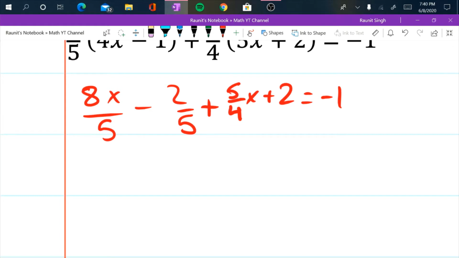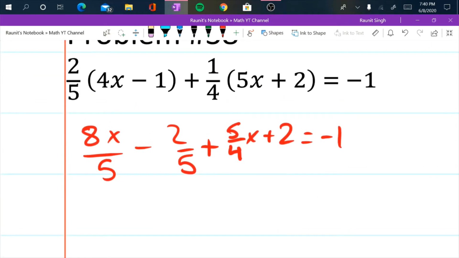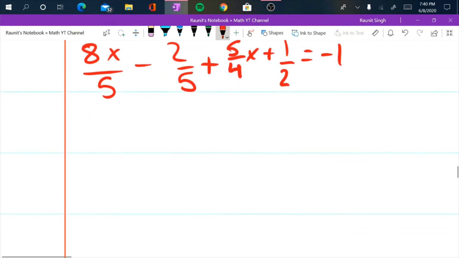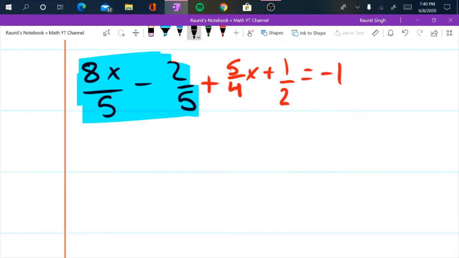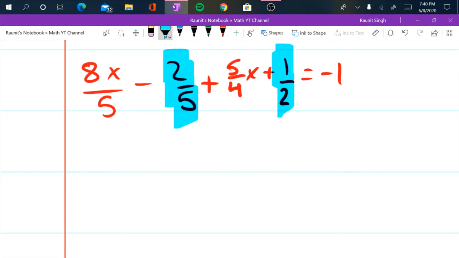Okay, so since it's already in the 5, oh wait, what? I didn't do this, right? Yeah, this is supposed to be 1/2, not 2. Okay, so then, since this area is already in fifths, it already has a common denominator. I don't need to do anything with that. I don't really need to do anything with any of them, actually. What I do need to do is get this and this to the same denominator, and then we'll focus on the other stuff later. So I'm just going to keep it in black.